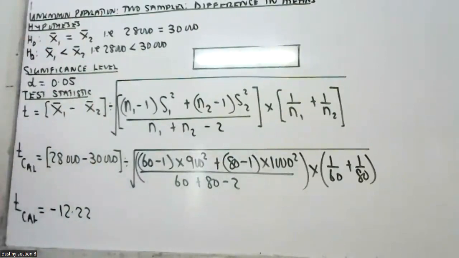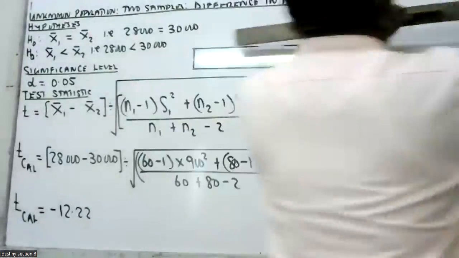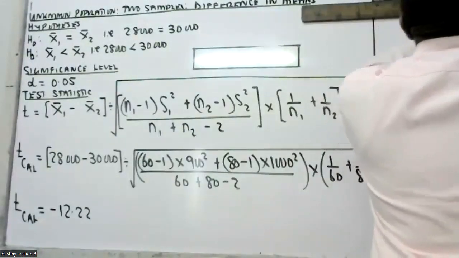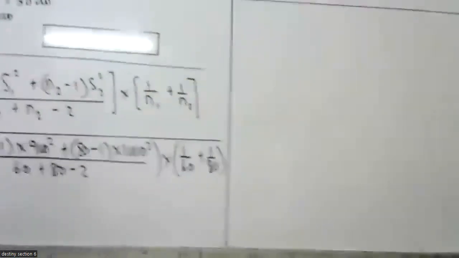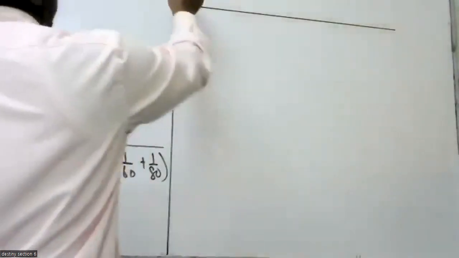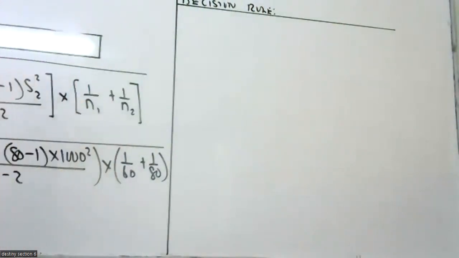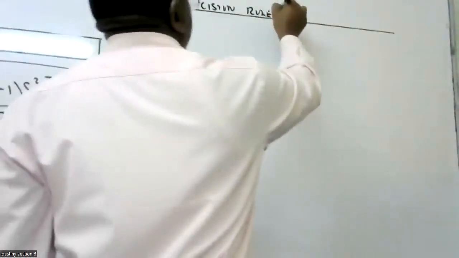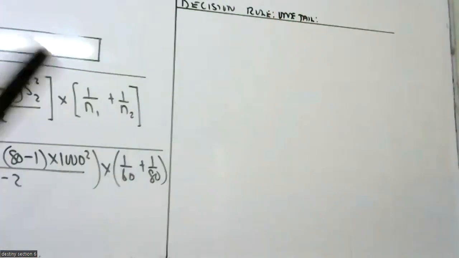Now from there, we go to the next step, which is called the decision rule. And this decision rule, remember, is what we call the one tail. It is one tail because we say here it is less than.